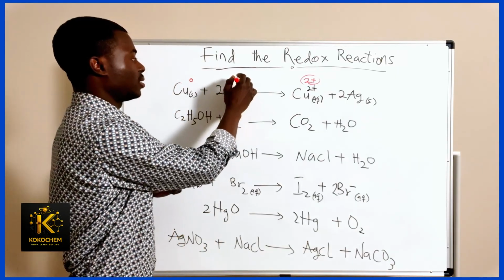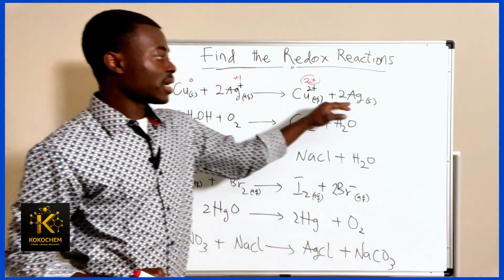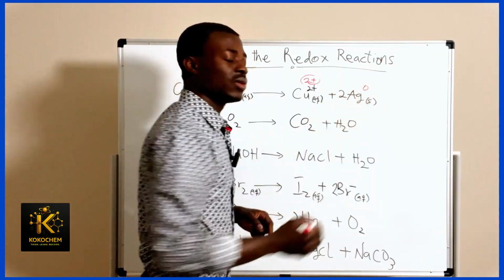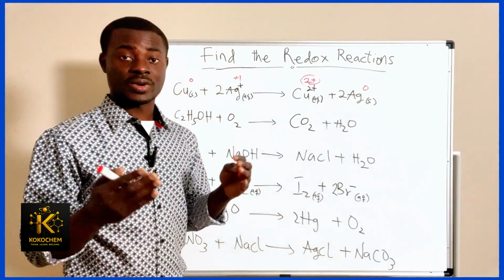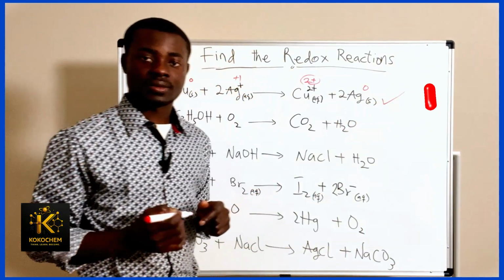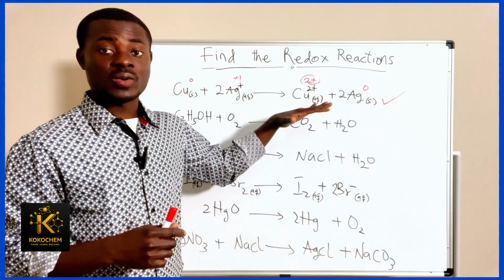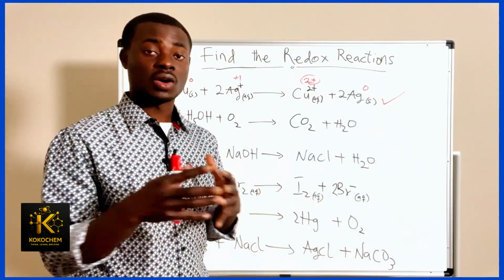Ag+ has an oxidation number of +1. On the right hand side, silver has an oxidation number of 0. This tells you that silver has undergone reduction. So this reaction is a redox reaction. Okay, so that's one way of telling if a reaction is a redox reaction or not.